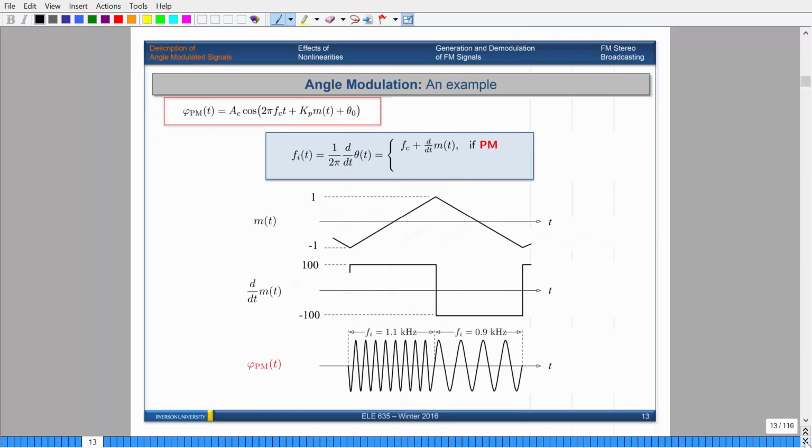Remember, this is your carrier. So notice that you have your carrier, and then in between the positive points, we're adding 100 hertz. So it stays constant.